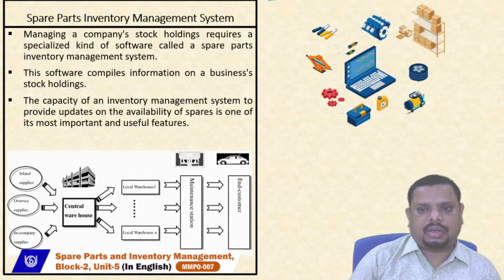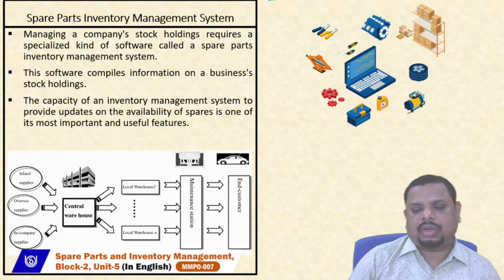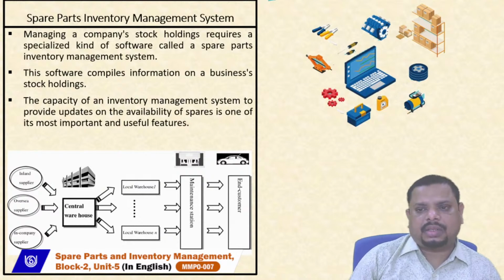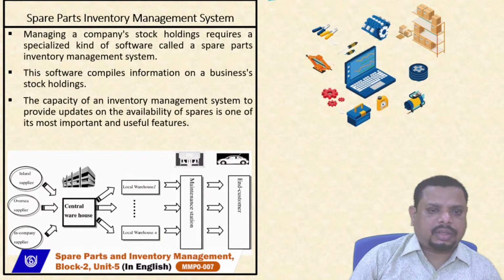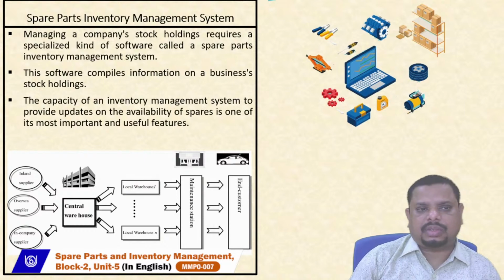If you observe this image, the centralized distribution system for spare parts industries provides different kinds of spare parts to different industries, for example motors, pumps, tools, gears, and various lubricants, which are provided to the local warehouses. From the local warehouse to the maintenance station, and finally to the end customers, so that the customer can easily get the maintenance services with the help of this software.